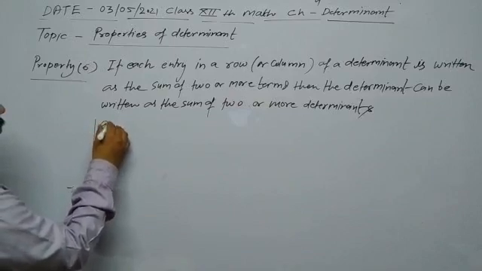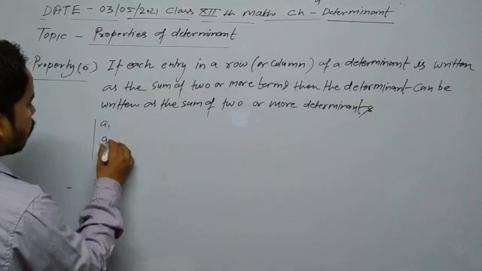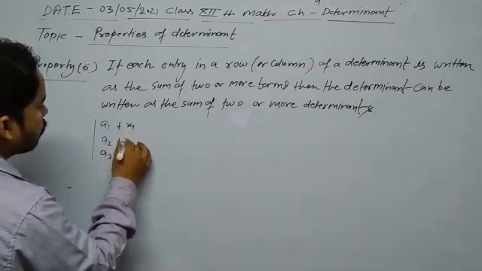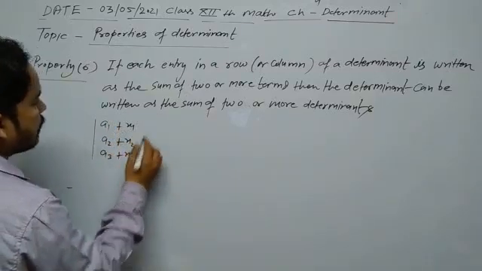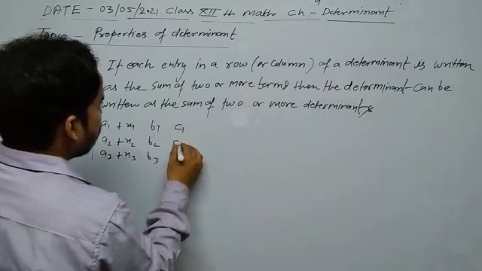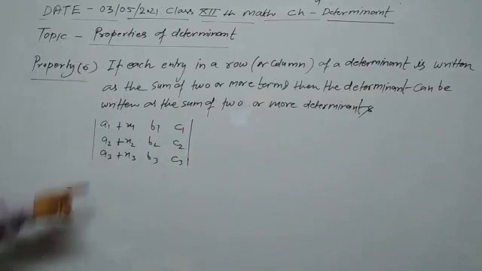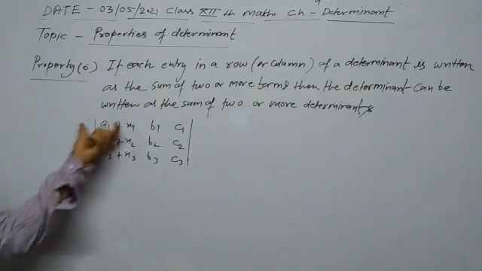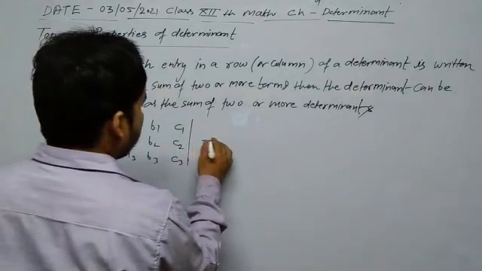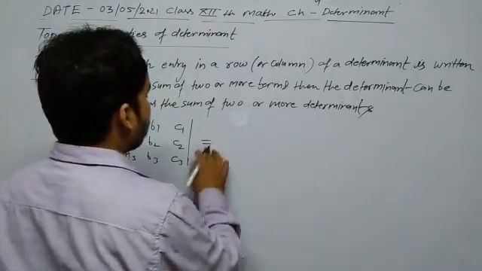Suppose A1, A2, A3 plus x1 plus x2 plus x3, b1, b2, b3, c1, c2, c3. The first column element can be expressed as a sum of two elements. So this one can be written as the sum of two determinants.